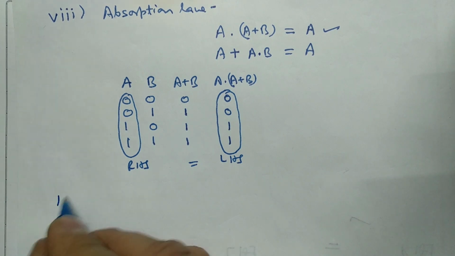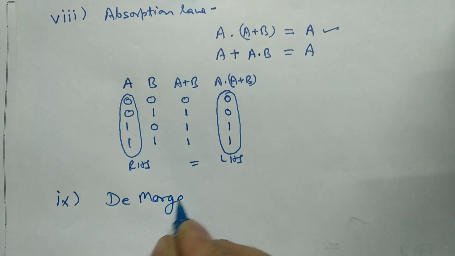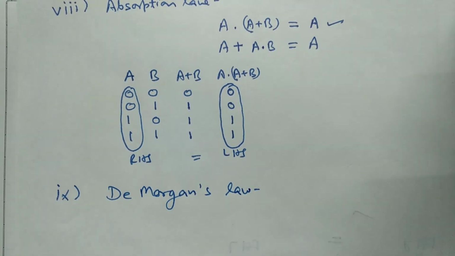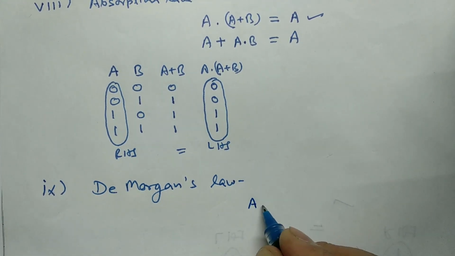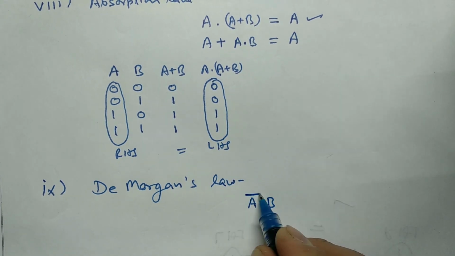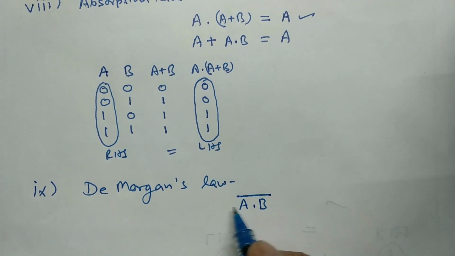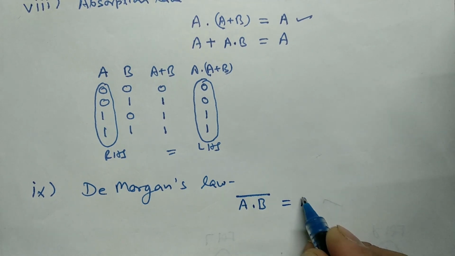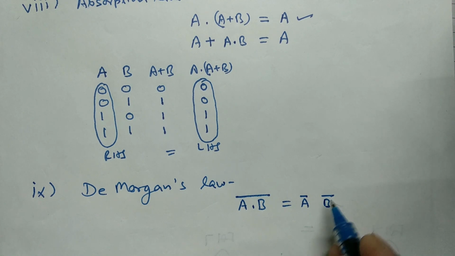Now the next rule, number 9, is De Morgan's law. De Morgan's law is called break the line, change the sign. Here you have AB, and there will be the not of the entire term. So you can say it's a line. The line will break into two parts, A not, B not. Break the line and change the sign.